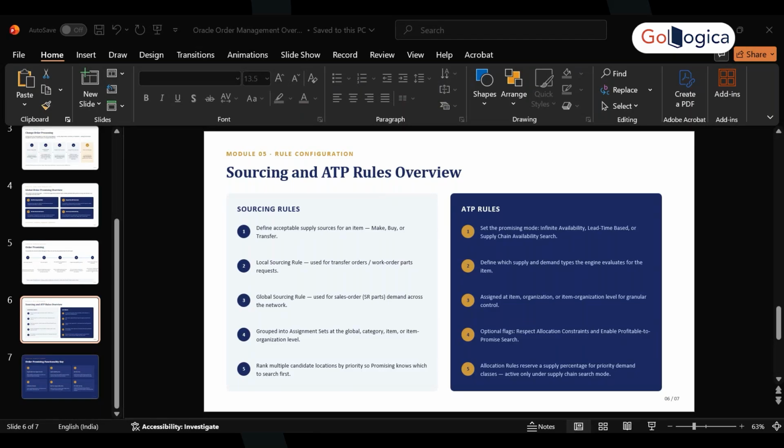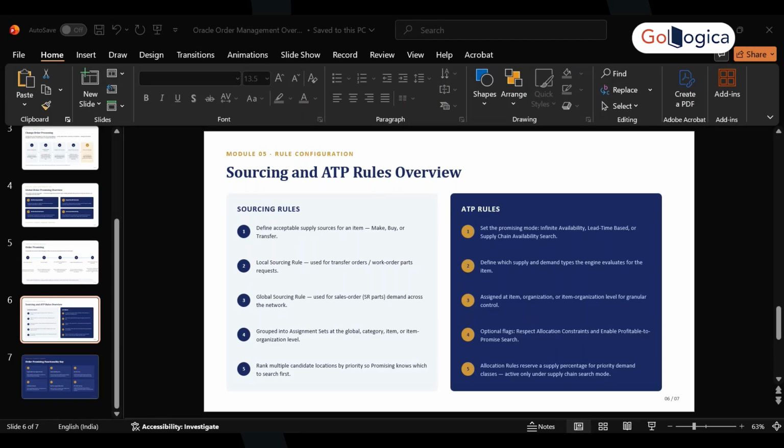Next one is profitable to promise, that is PTP. Oracle selects the warehouse based on the availability and transportation cost. And when profitable to promise is enabled, Oracle also evaluates the manufacturing cost, the resource cost, the component cost, and the transportation cost. Oracle then selects the fulfillment source that provides the highest overall profitability while still meeting the customer's delivery requirement. This feature helps the organization maximize profit without compromising customer commitments.